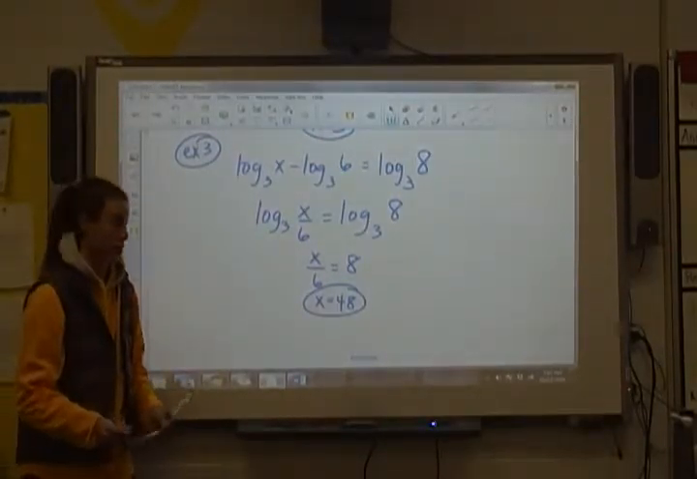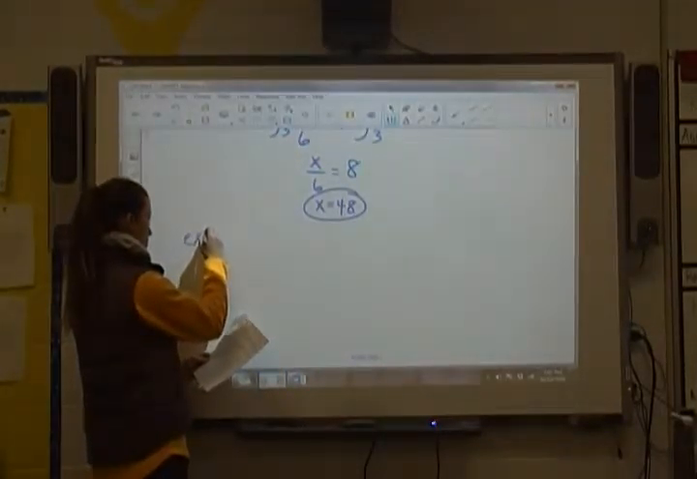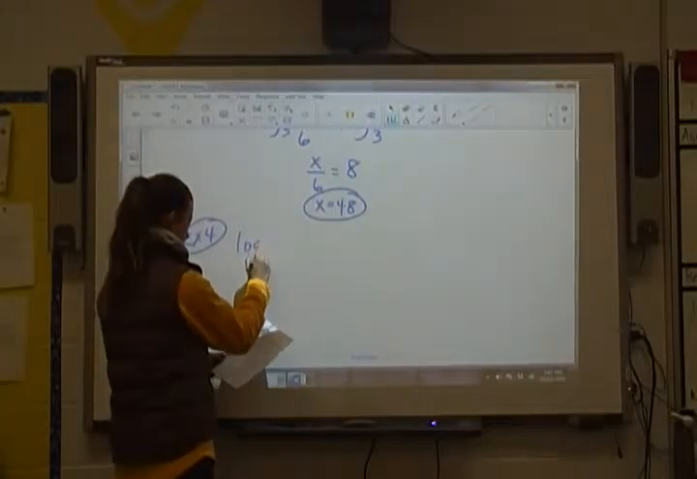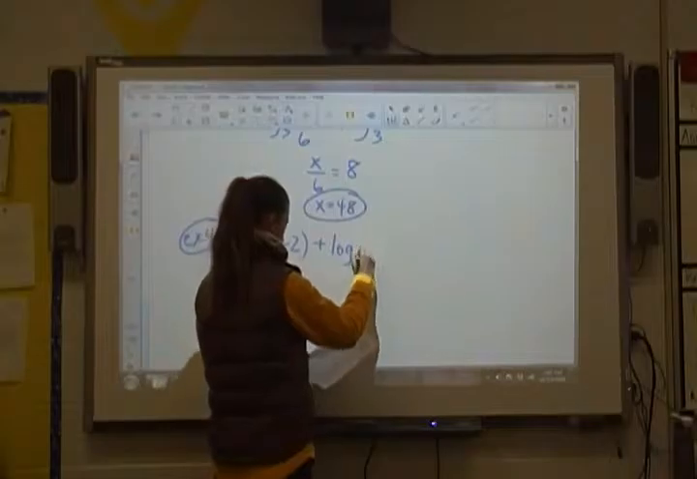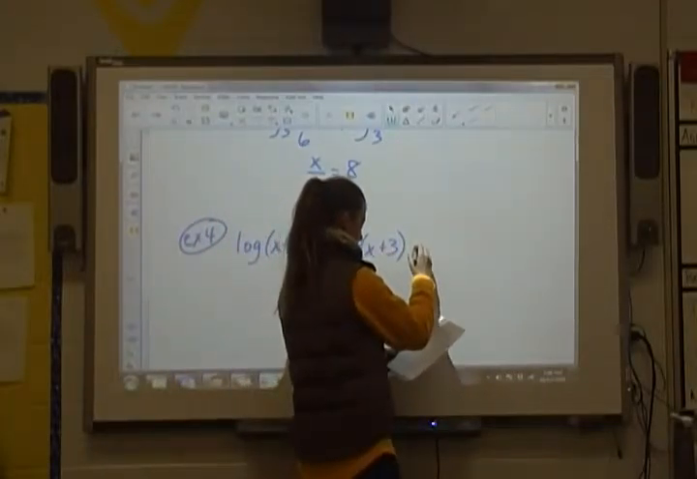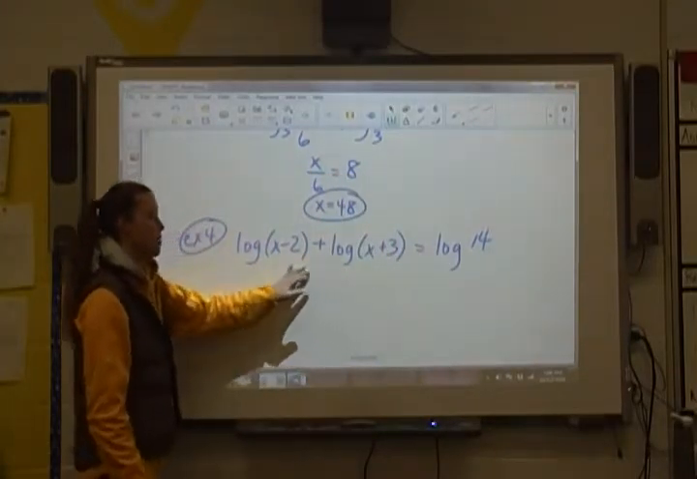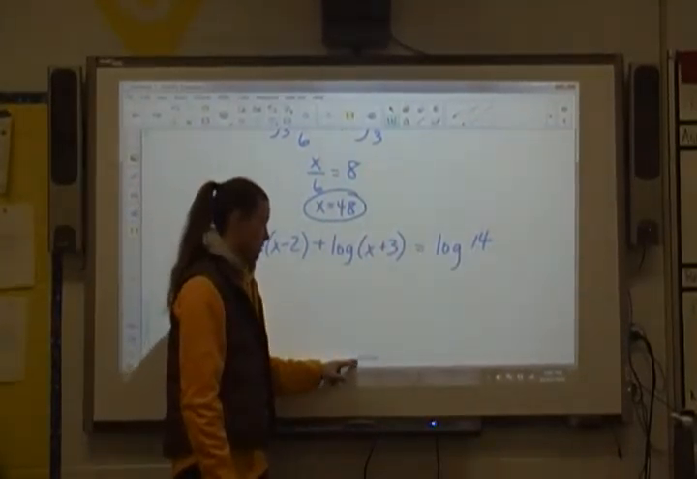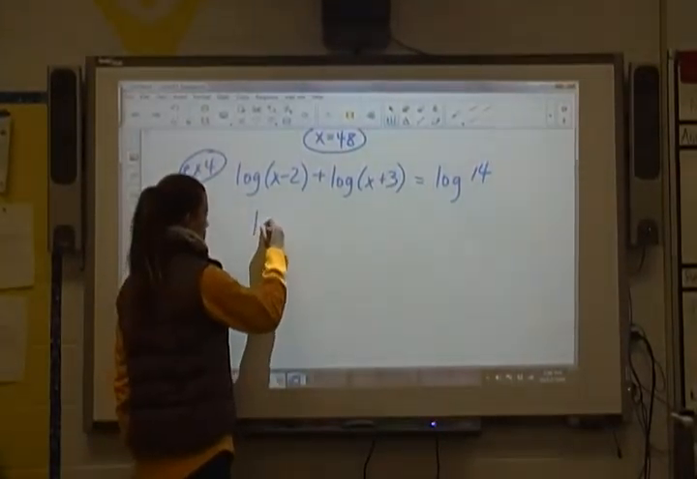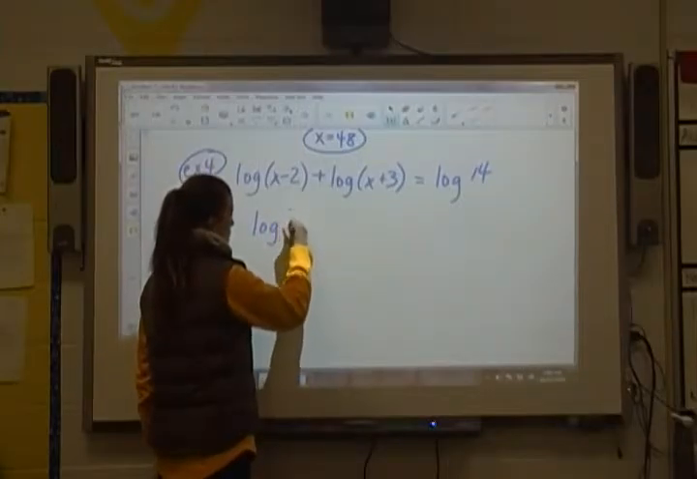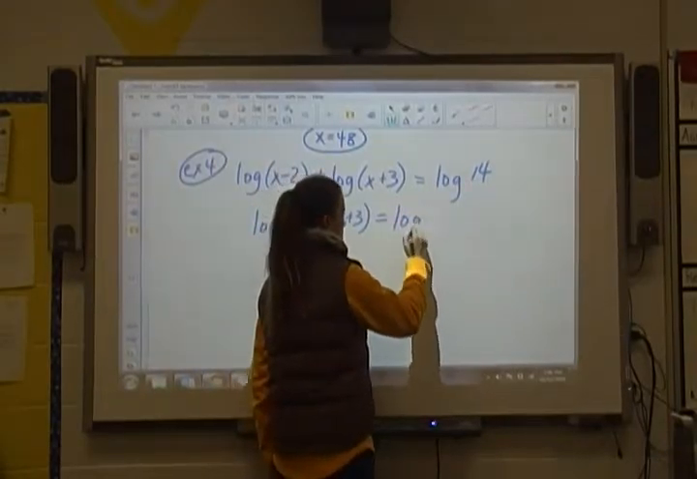All right, let's get a little crazier. So how about we look at one that looks like this? Let's go example 4. Log of x minus 2 plus log of x plus 3 equals log 14. So again, one log on this side, two logs on the other side. This is common log. That's kind of nice. Just easier, less to write. So I do need to multiply these two together. So log of x minus 2 times x plus 3 is equal to log of 14.